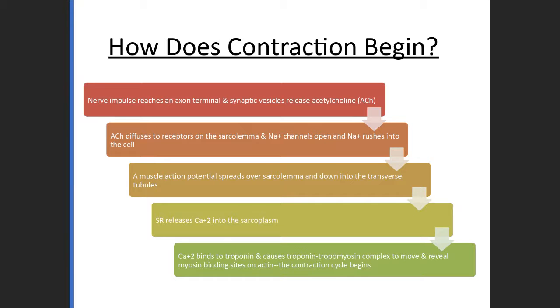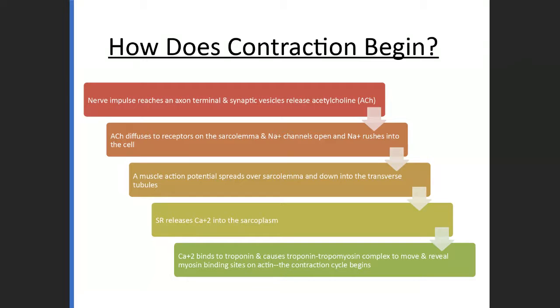So we're going to start with this nerve impulse, and this nerve impulse is going to reach the axon terminal, and the synaptic vesicles are released. Okay, that's acetylcholine released into the cell. And this acetylcholine, which is a neurotransmitter, is going to diffuse into the receptors of the sarcolemma. Okay, and then sodium channels open, and sodium is going to rush into the cell. And the action potential spreads all over the muscle tissue and down these T tubules, these transverse tubules.